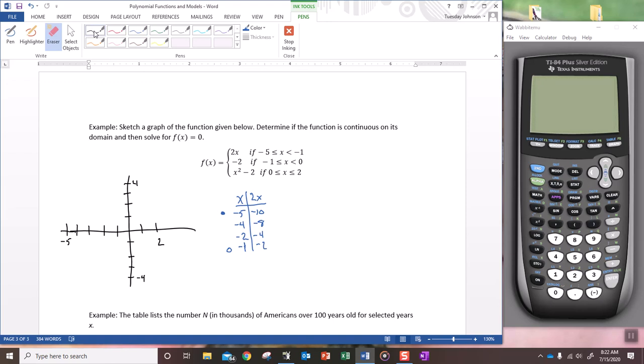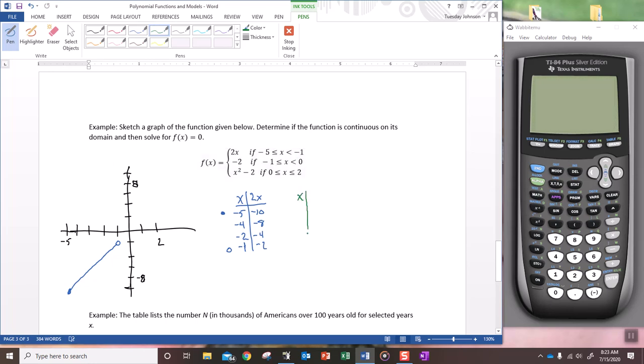And what we can do, actually, let's make our y-axis go by 2. Little cheater's method there. -5, -10. We know it's linear, so we know it's going to be a line, so I'm going to jump here to -1, -2, and we graph it. And that's it for that portion, so we stop. We only draw that graph between these values.